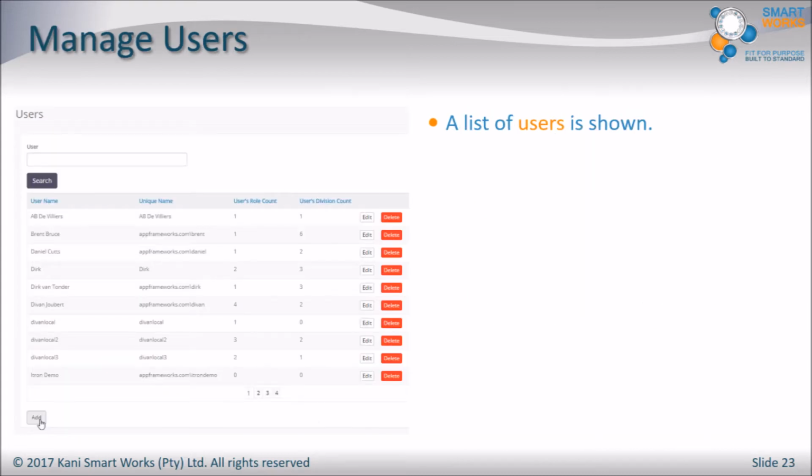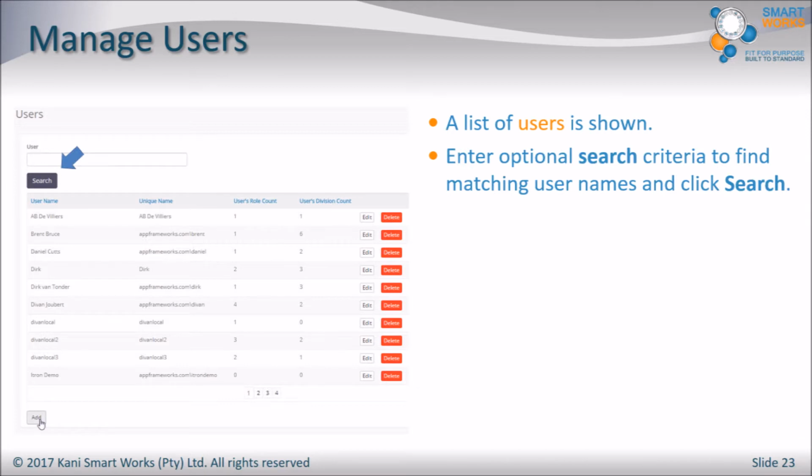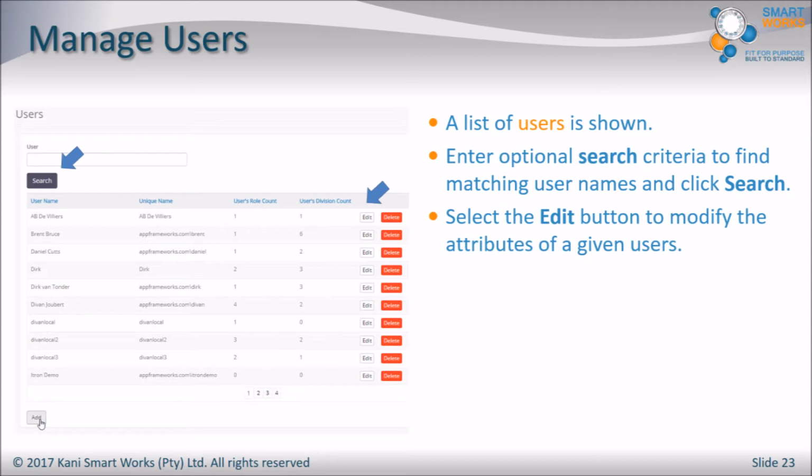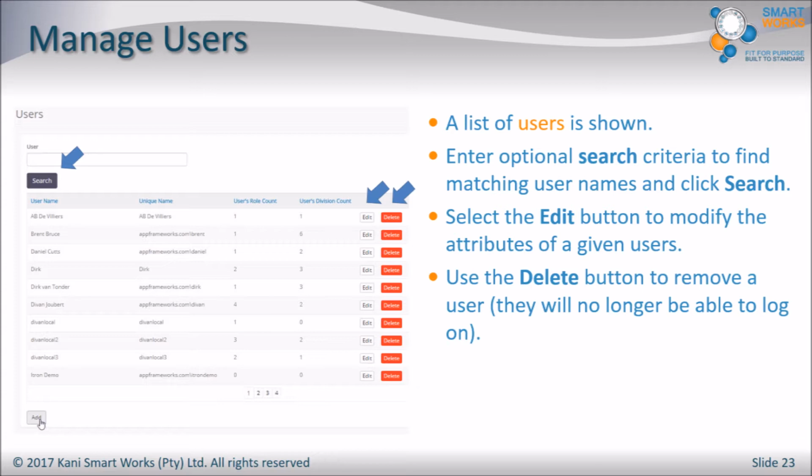Manage users. A list of users is shown. Enter the optional search criteria to find matching usernames and then click Search. Select the Edit button to modify the attributes of a given user. Use the Delete button to remove a user, they'll no longer be able to log on, of course, and use the Add button to create a new user.